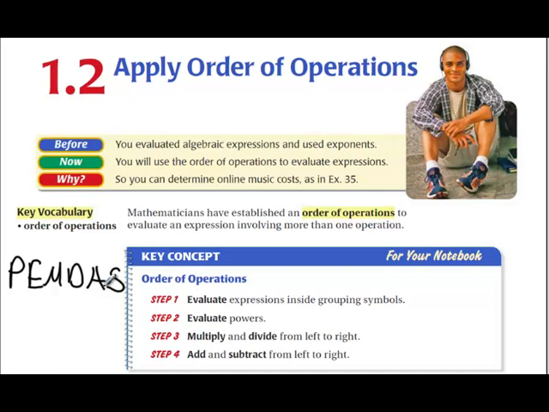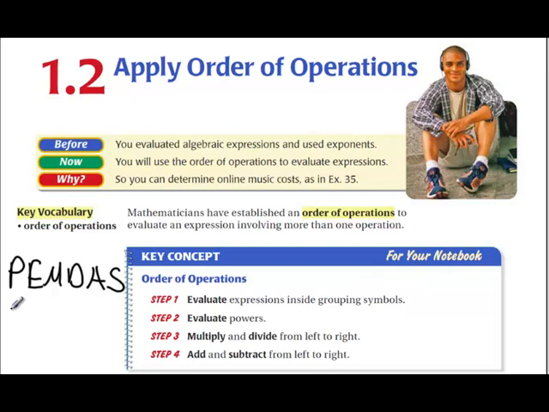So we have a key concept in here. It basically tells us 4 different steps. Basically it's telling us the PEMDAS, but there's a little difference between PEMDAS and these steps. Probably you figured that out when you apply PEMDAS in any order of operation. So step 1, we have to evaluate expressions inside grouping symbol. Grouping symbol means parentheses, so P stands for parentheses.